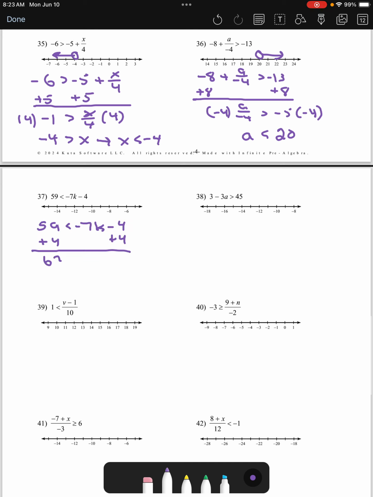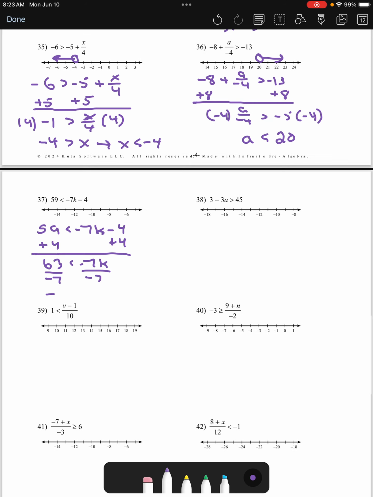In number 37, our first step is going to be to add 4 to both sides of our inequality, getting the statement 63 is less than negative 7k. We're then going to divide both sides by negative 7 to get negative 9 is greater than k. We're dividing by a negative number, so we need to flip the inequality symbol when we do so.